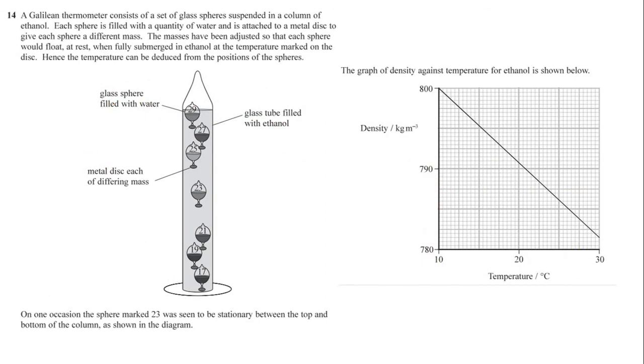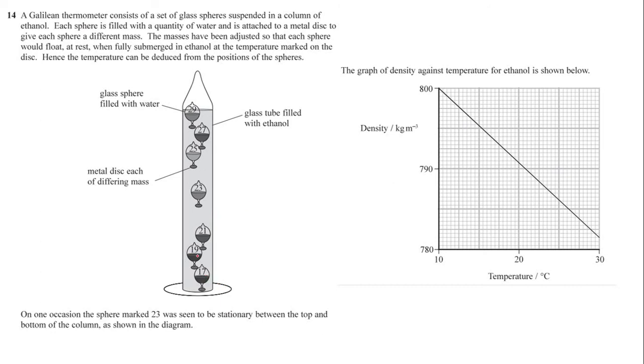Question number 14. A Galilean thermometer consists of a set of glass spheres suspended in a column of ethanol. Each sphere is filled with a quantity of water and is attached to a metal disc to give each sphere a different mass. The masses have been adjusted so that each sphere would float at rest when fully submerged in ethanol at the temperature marked on the disc. Hence the temperature can be deduced from the position of the sphere. Okay, a glass tube, ethanol filled, and we have different spheres and some markings on there.